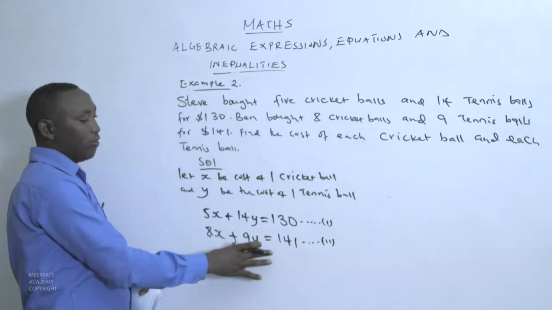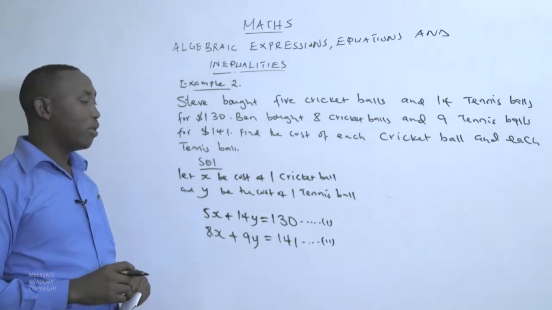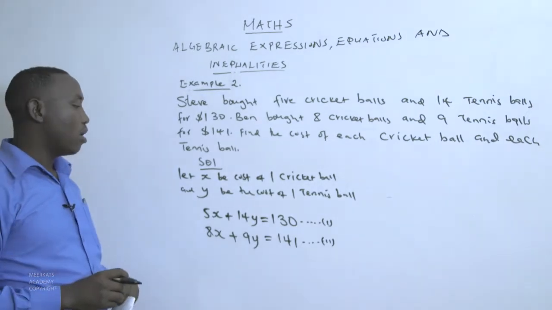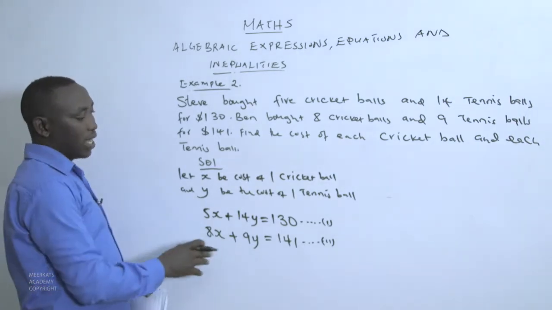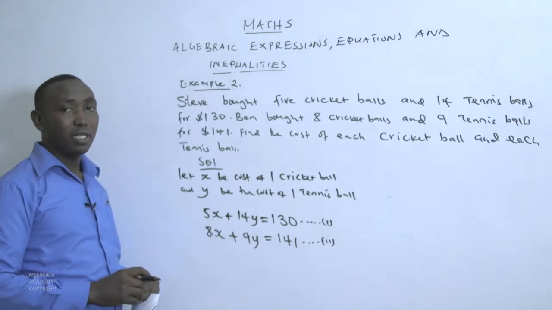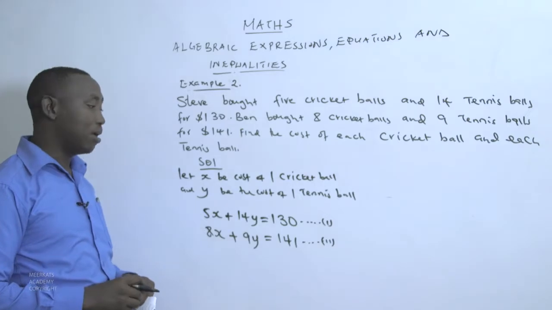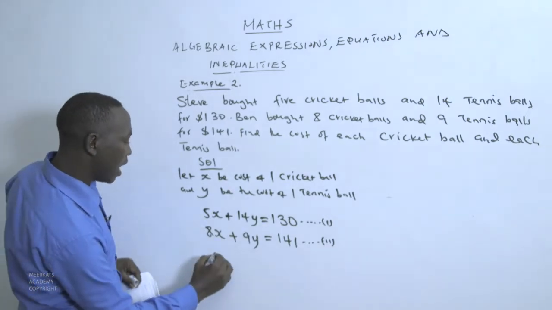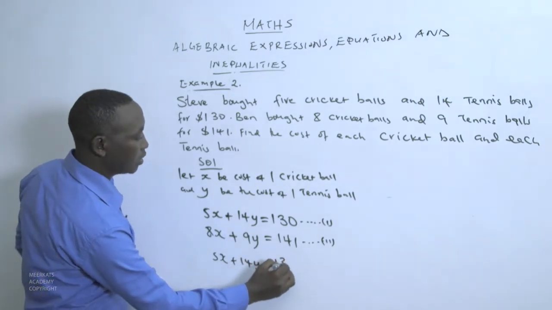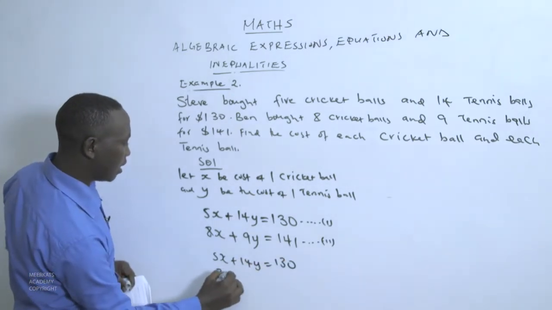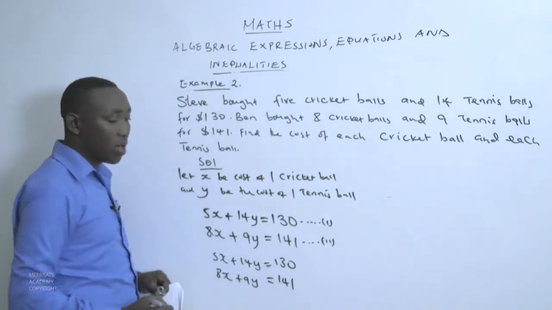Step 3 is solving this particular pair of simultaneous equations by use of either the elimination or substitution method. In our past example, we used substitution. Let us now use elimination in solving this particular problem. We have 5x plus 14y is equal to 130, and 8x plus 9y is equal to 141.